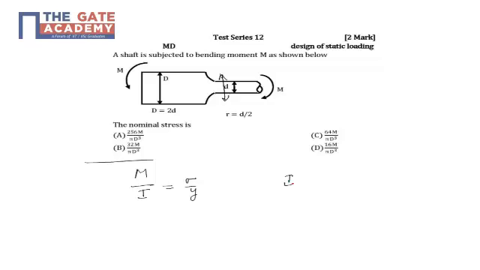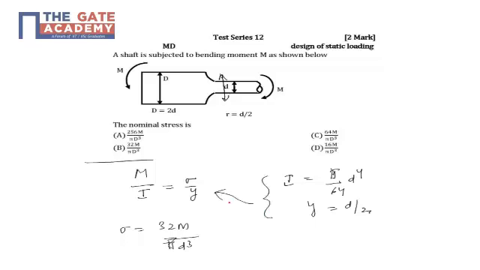I for a circular cross section is pi d power 4 by 64, where d is small d, and y is d by 2. If I use all these together, the stress will be 32 M by pi d cube. But we want it in terms of capital D, and D is given as 2d.